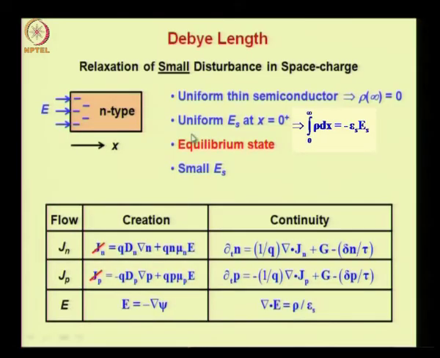The equilibrium state means, very importantly, Jn is 0 and Jp is 0. So that is why we are striking off these terms. This means that here we will substitute 0.